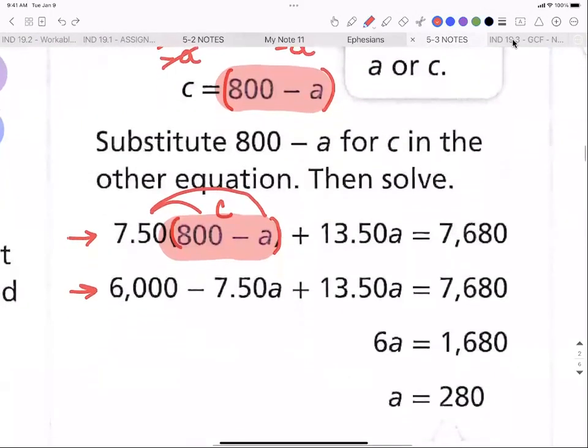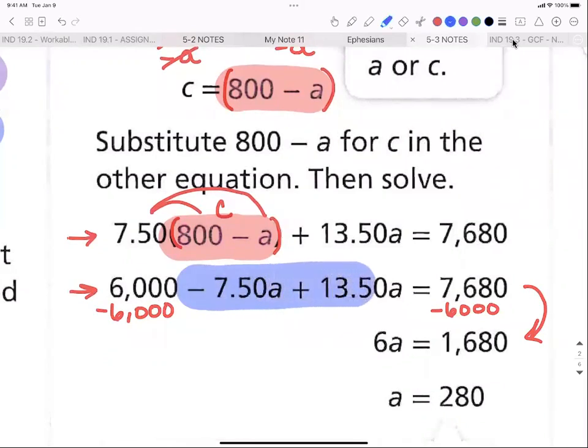Now we're in the combine like terms step. And now they actually skip some steps here that I want to fill in the gaps. To get from here to here, they really skip a lot. And so we're going to talk about what they did. The first thing they did is they subtracted this 6,000 off of this side, because it doesn't have an A, and we want it off that side if it doesn't have an A. And we subtract 6,000 from this side. That's how they got the 1680. The other thing they did is they combined the two like terms. The negative 7.5A and the 13.5A are like terms. And so we can combine those like terms.